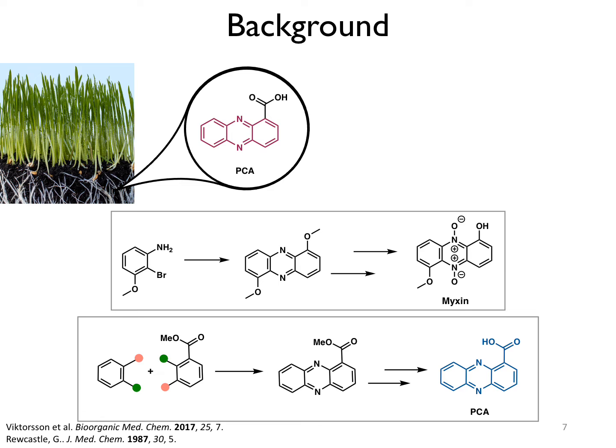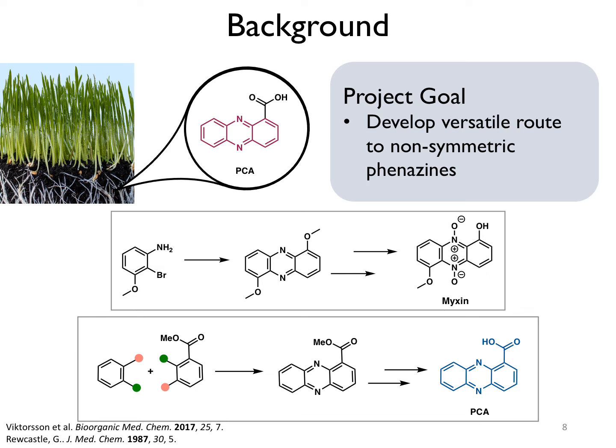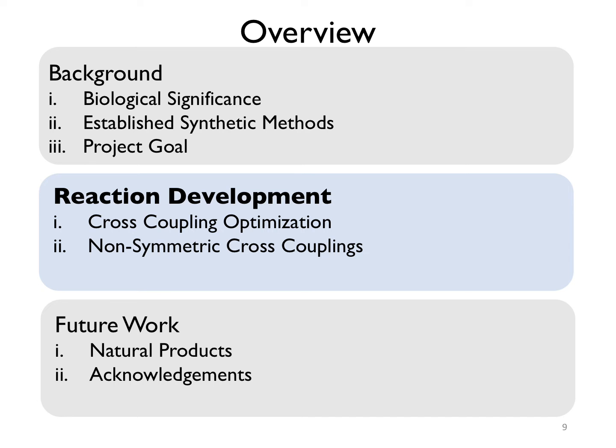In the first scheme, you can picture linking two Legos together that are identical. The second would be linking two non-identical Legos together that we can build on. And that's where the project goal came from, to develop a versatile route to non-symmetrical phenazines. So with that, I'll get into some of the reaction development and how we went about this project.